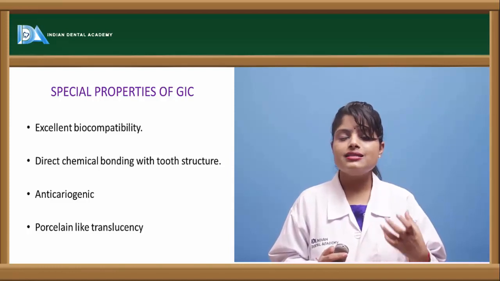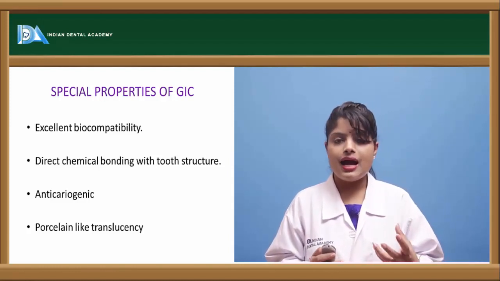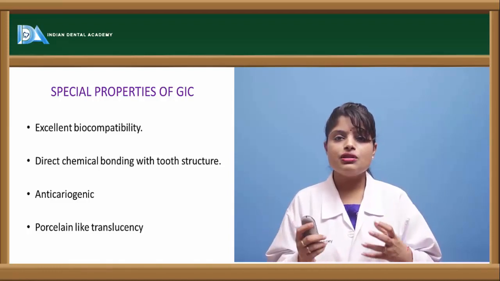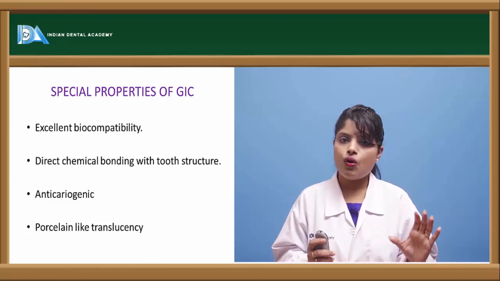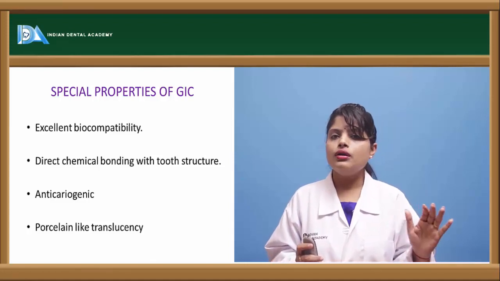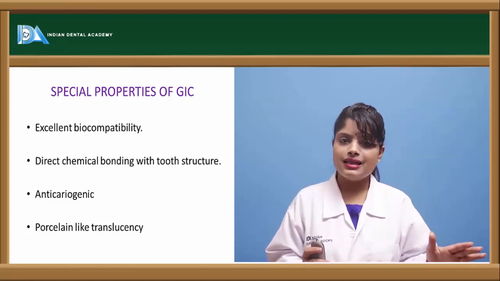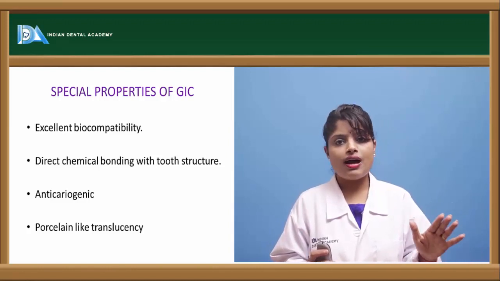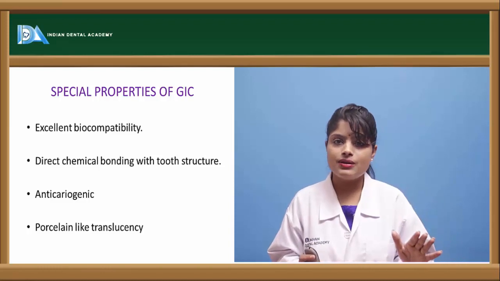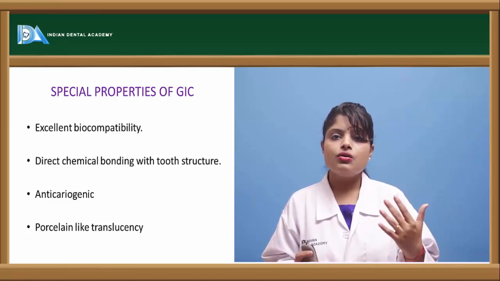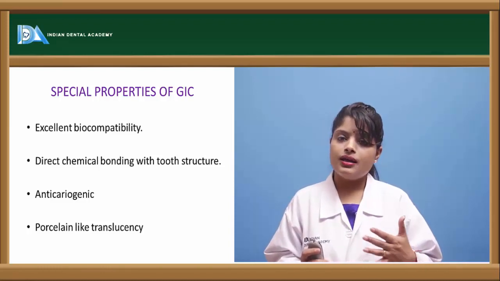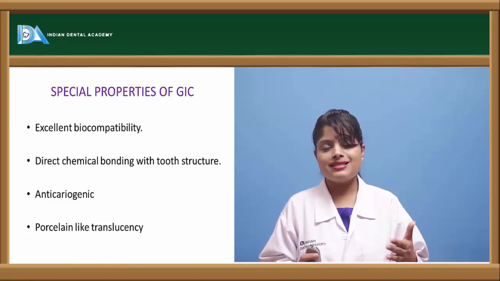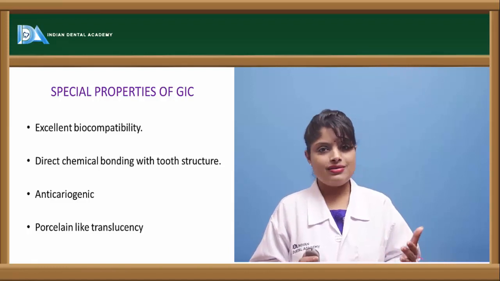It has excellent biocompatibility, that is, it can be easily accepted by the oral tissues. It does not cause any harm to the oral tissues. Next, it is an aesthetic material. The tooth color or refractive index of the glass ionomer cement matches the normal tooth color. It can also withstand the external forces or masticatory forces in the oral cavity.